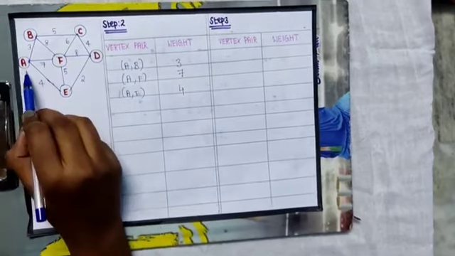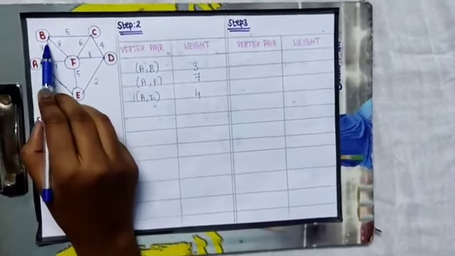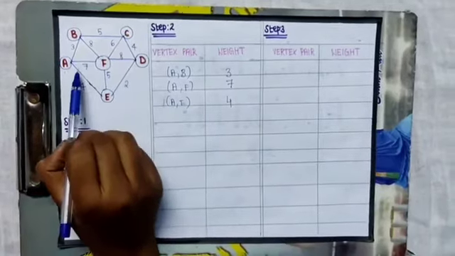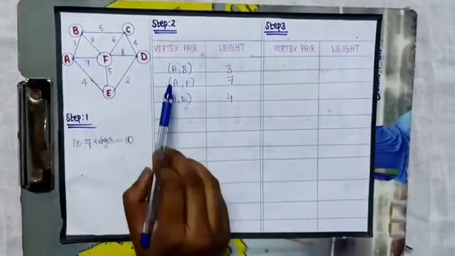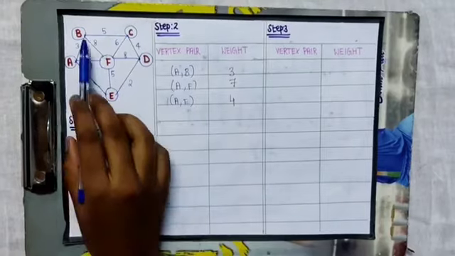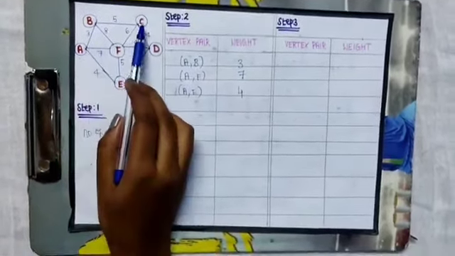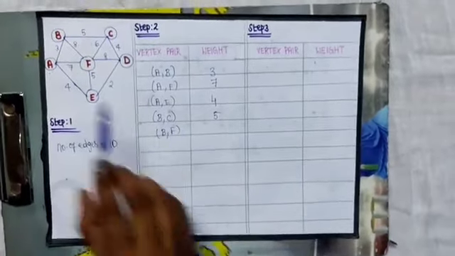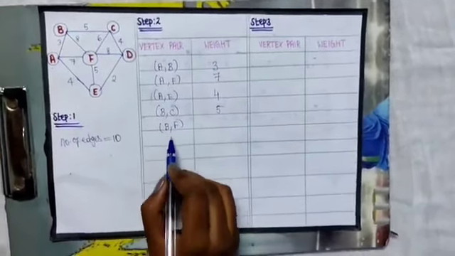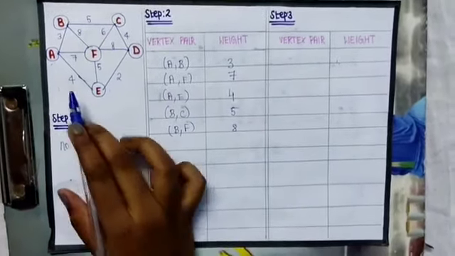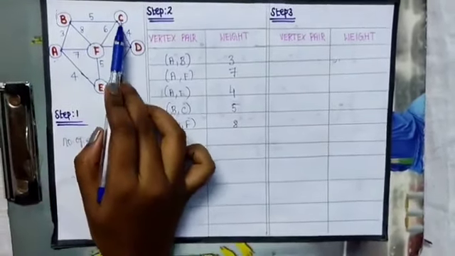Then after the completion of alphabet A, I am picking the alphabet B. B is combining with A, C and F. Already we have written A, B, so you don't need to mention B, A. After leaving A, you just have C and F. B, C weight is 5 and B, F the weight is 8. After the completion of alphabet B, I am going with alphabet C.